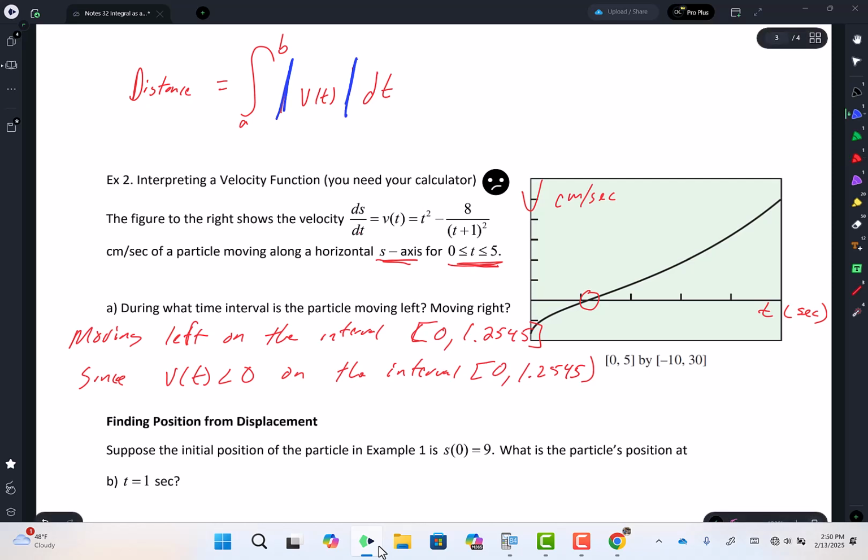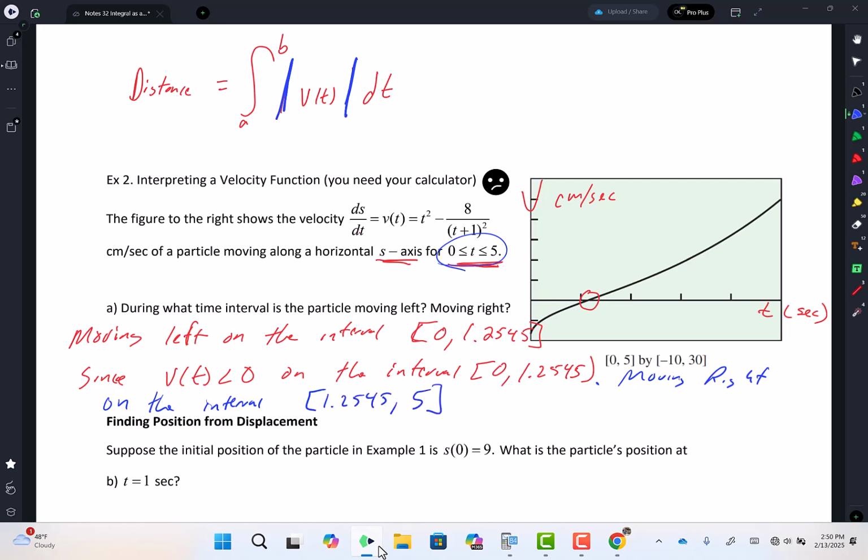Let me switch my pen to blue. Moving right. This is a closed interval. Moving right on the interval bracket 1.2545, comma 5, close bracket, since v of t is greater than or equal to 0 on this specific interval. There, you got both worlds. If it irks you that I put an equal sign on one and not on the other, then just say since v of t is greater than 0 on the interval 1.2545 with a parenthesis and then close the 5 with a bracket.